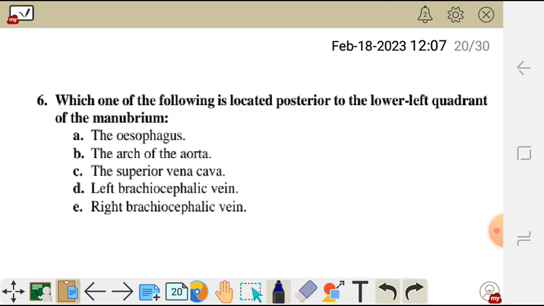Question 6 reads, which one of the following is located posterior to the lower left quadrant of the manubrium? A, the esophagus, B, the arch of the aorta, C, the superior vena cava, D, left brachiocephalic vein, E, right brachiocephalic vein. So which one among these is located posterior to the lower left quadrant of the manubrium?